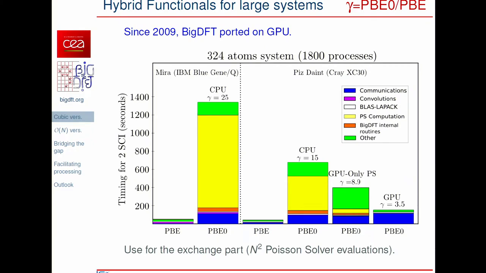For a quite large system, more than 300 atoms, if you use PSDent on CPU and compare, gamma is the ratio between the time to calculate in PBE0 and PBE. If you compare PBE and PBE0 with PSDent, you have a ratio of 15. And if you port the Poisson solver part, you can decrease this ratio even more. If everything is done on GPU, you have only a ratio of 3.5.